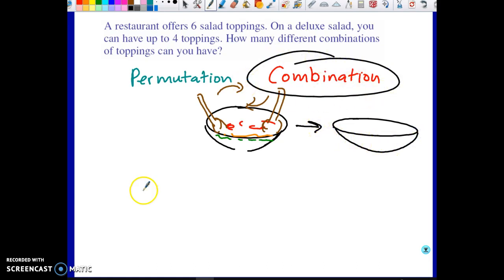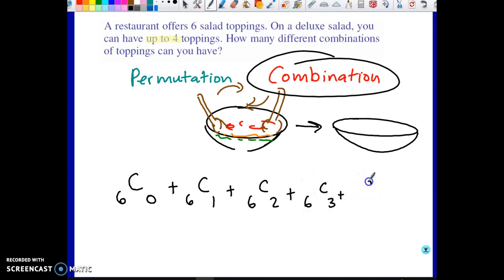So I have 6 salad toppings. I want to have up to 4. Now look at the wording there. It says up to 4. Do I have to have 4 toppings? No. So there are options. Out of the 6 toppings, I could choose no toppings at all. None. I could choose 1 topping. I could choose 2 toppings. I could choose 3 toppings, all the way up to 4 total toppings.